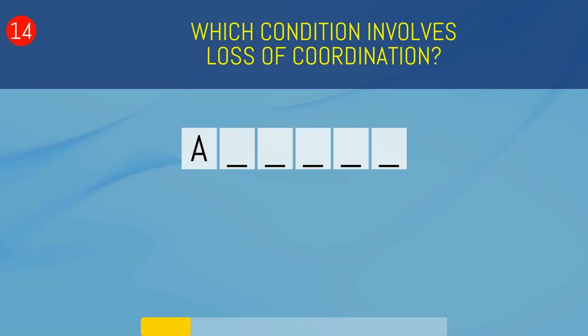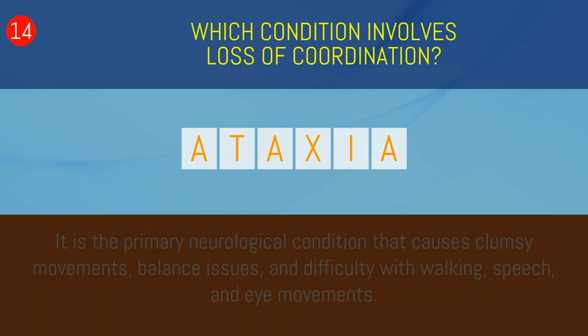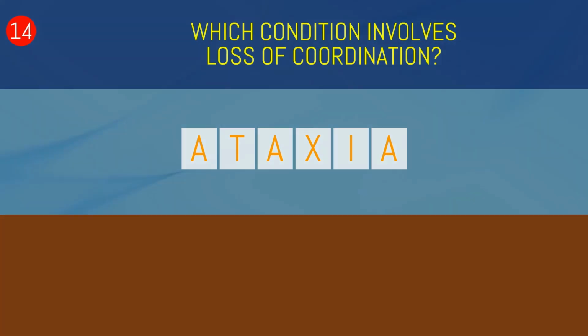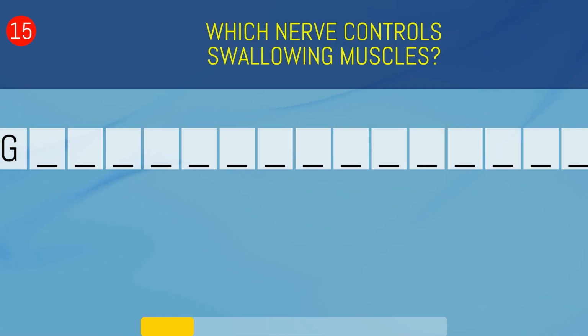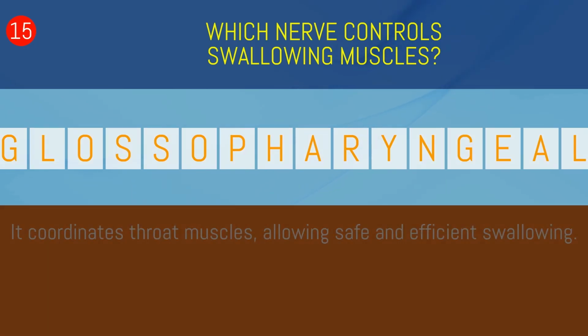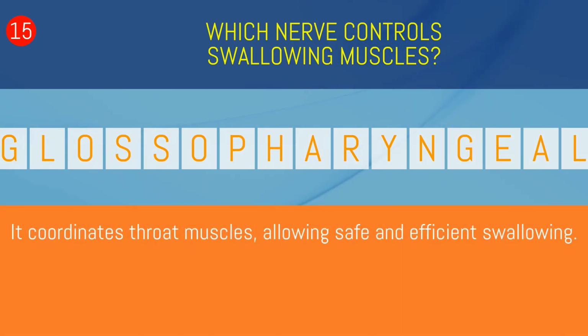Which condition involves loss of coordination? Ataxia. It is the primary neurological condition that causes clumsy movements, balance issues, and difficulty with walking, speech, and eye movements. Which nerve controls swallowing muscles? Glossopharyngeal. It coordinates throat muscles, allowing safe and efficient swallowing.